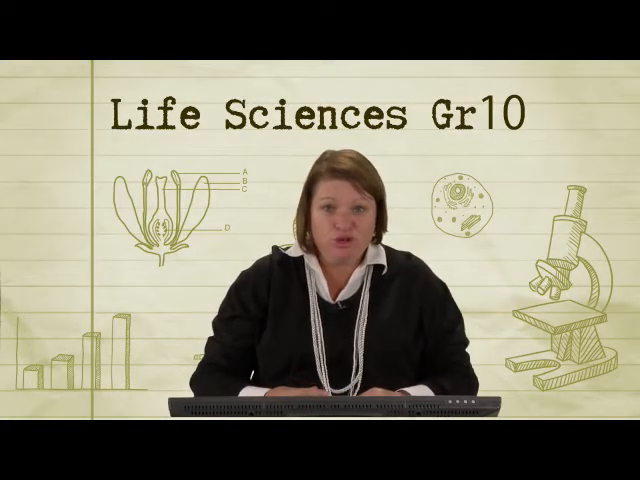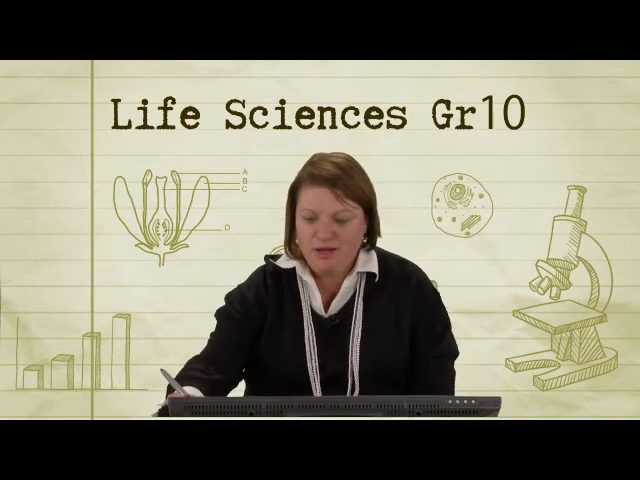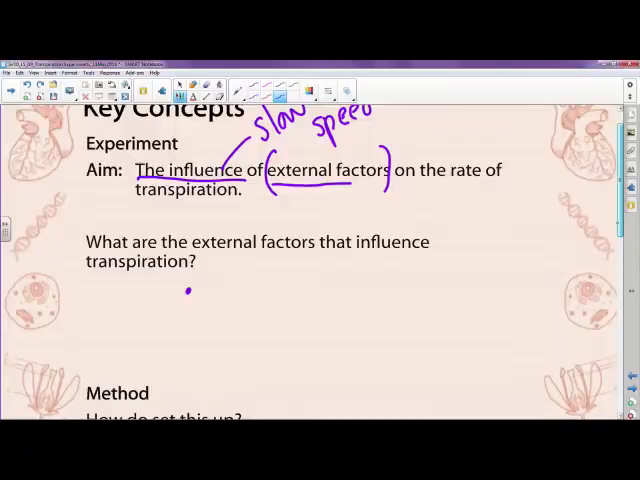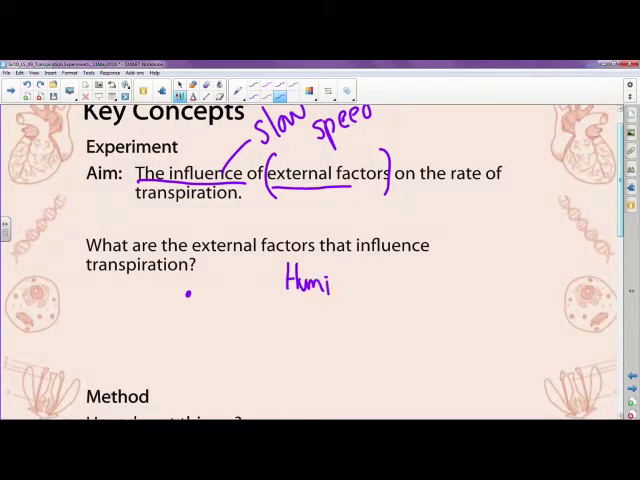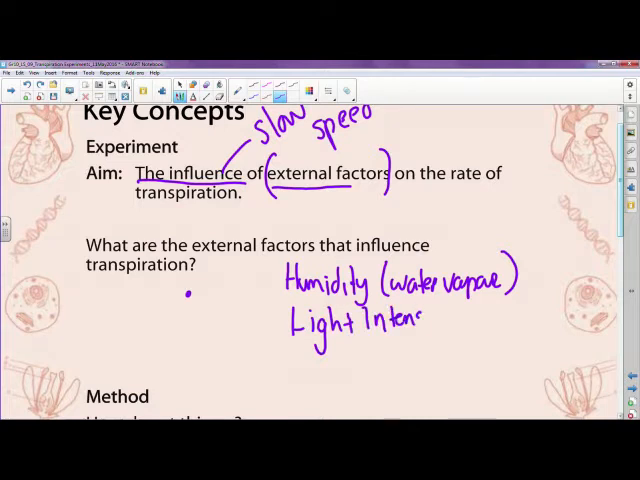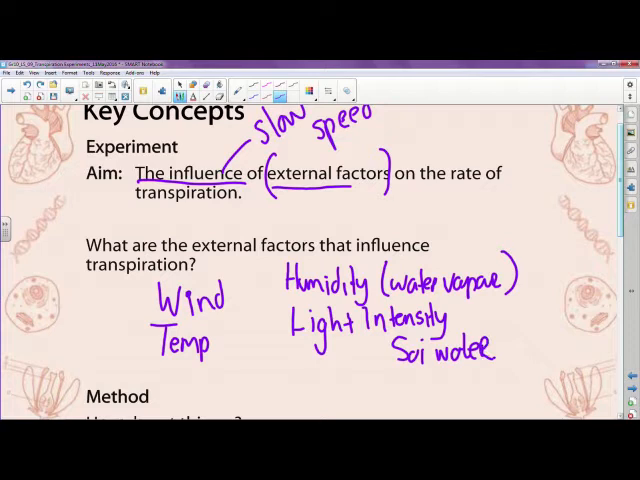Hope you remembered what the external factors were that affect transpiration. Okay, your answer should have been the following. Humidity, in other words, how much water vapor is in the air. Light intensity. Wind. And the last one is temperature. Those are the four. Also the amount of soil water, so the amount of water there is in the soil. But these four are going to be the factors that we are going to test.